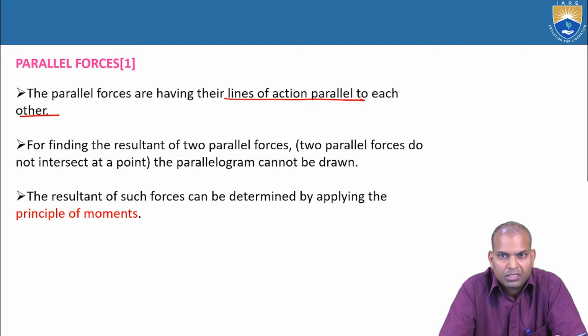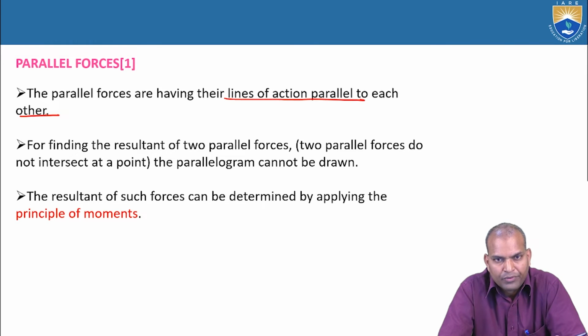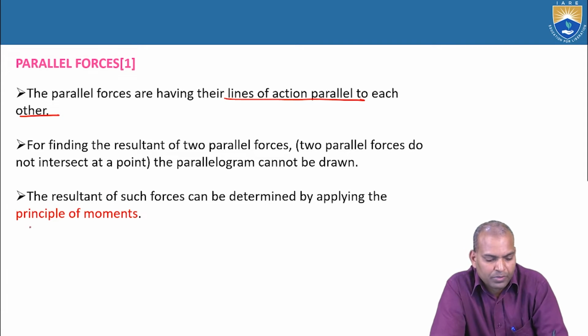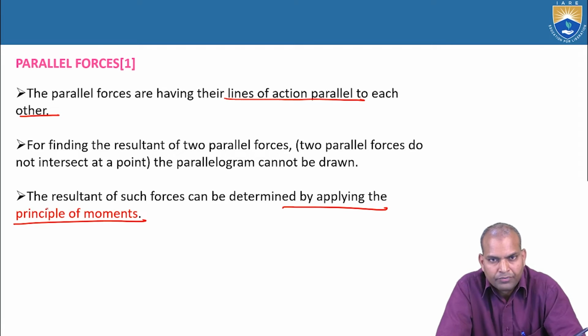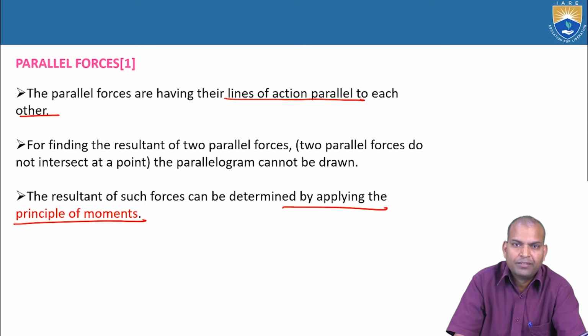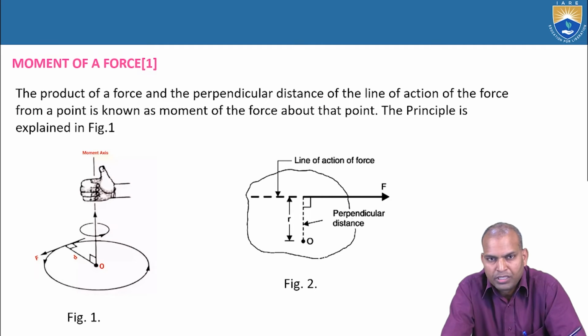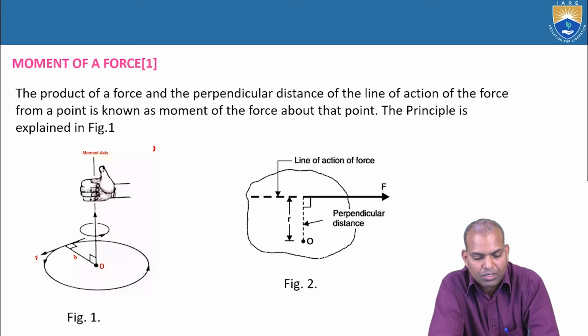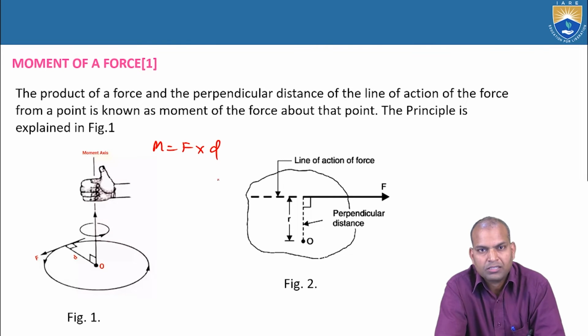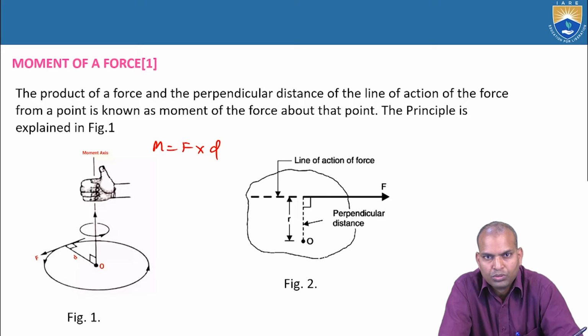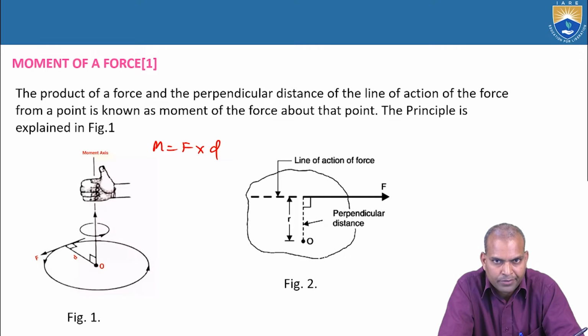Then which law is applicable? The resultant of a coplanar parallel force system can be calculated by applying the principle of moments. For the principle of moments, first of all we have to know what a moment is. Mathematically, the moment M equals force times the distance from the line of action of the force to a point, an arbitrary point.